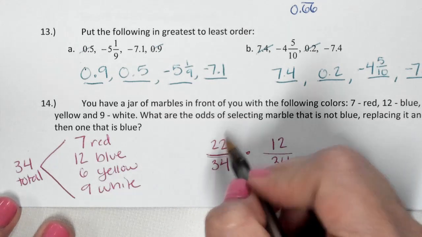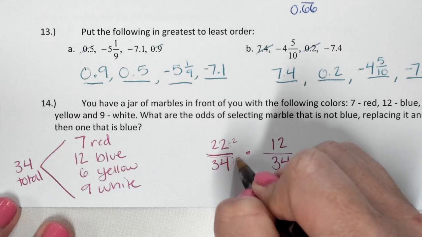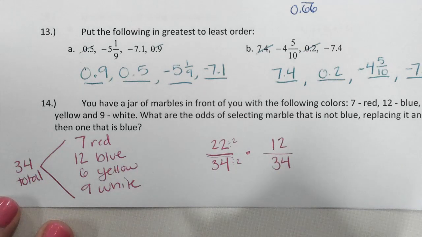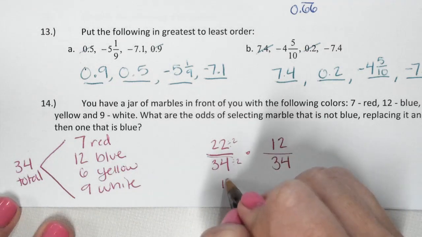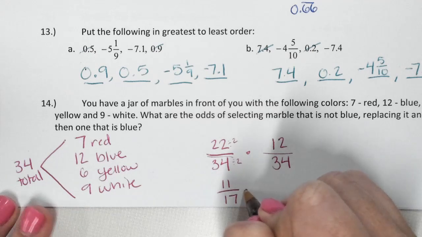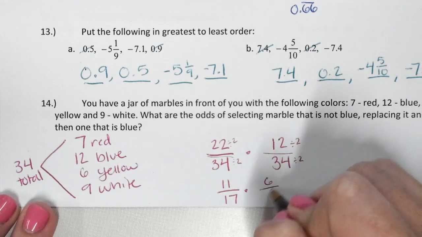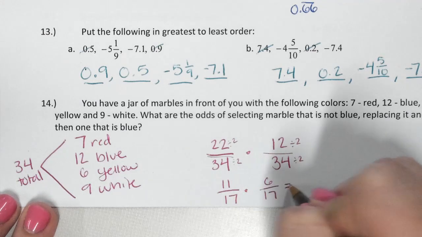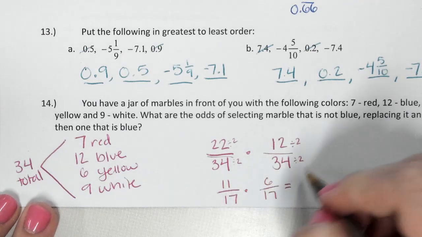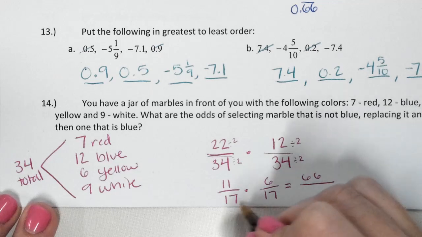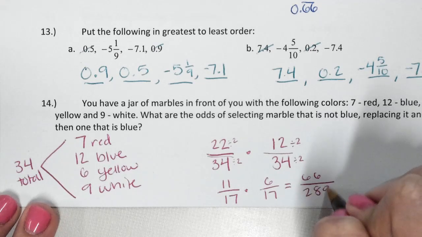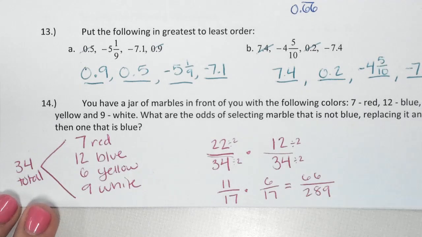These are both even, so I can divide both by 2. As long as I do it to the top and bottom, it stays even. So this becomes 11 over 17 times, these are also both even, 6 over 17. And these are as simple as it gets, so now I'm going to multiply. 11 times 6 is 66. 17 times 17 is 289. And that does not simplify.